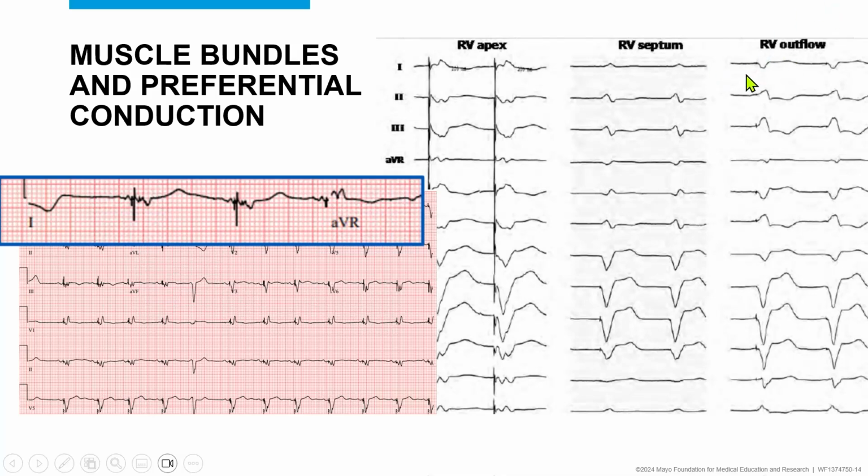And you'll often see this also with your outflow tract PVCs. They'll be negative in lead 1 because they're activating. They can be right ventricular outflow tract, but they're bringing in that lateral wall very early.